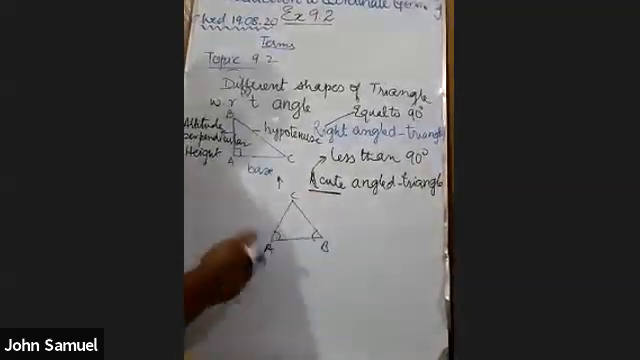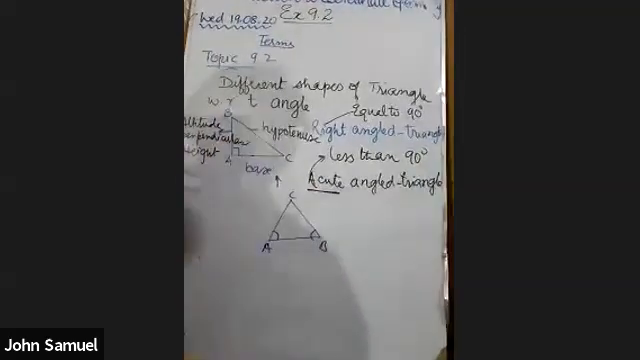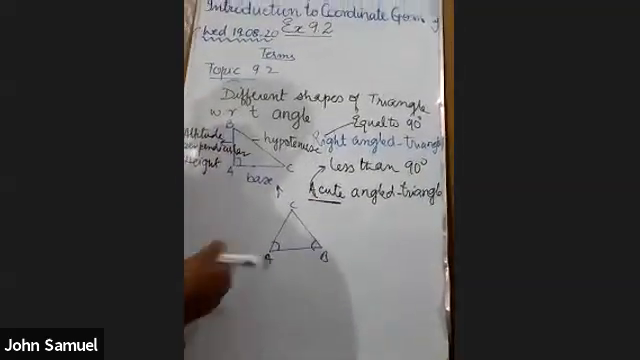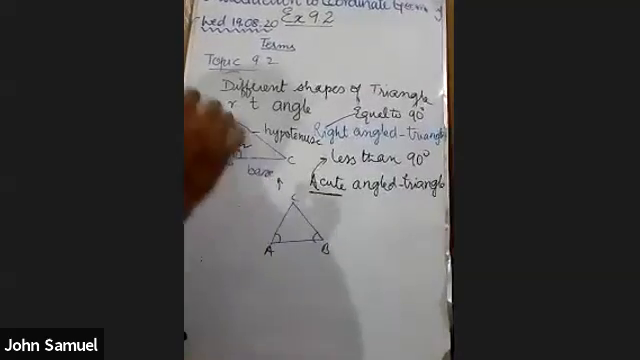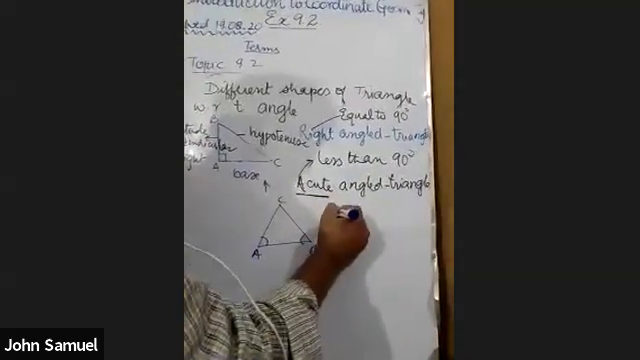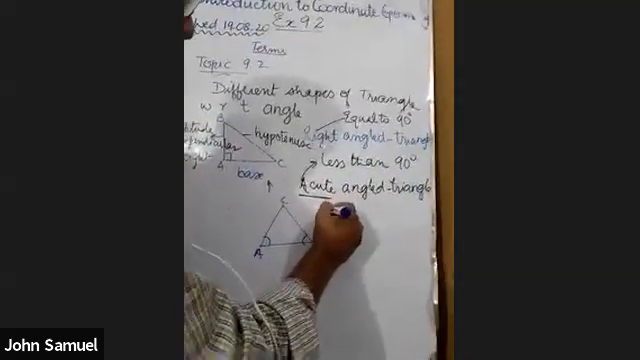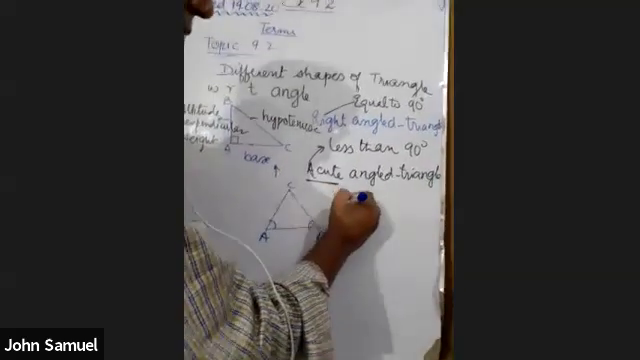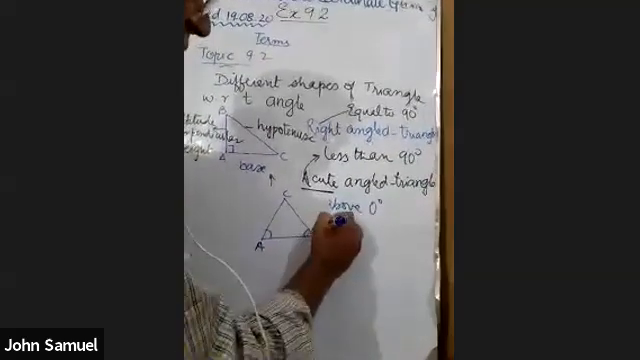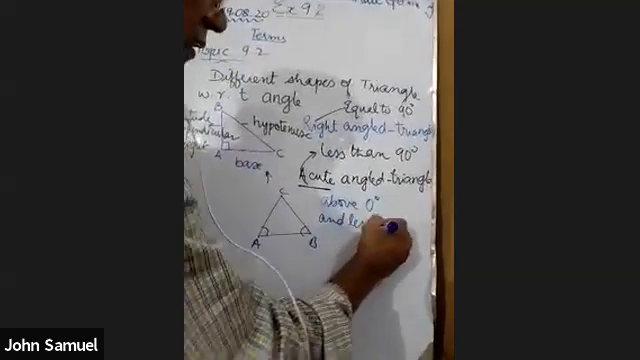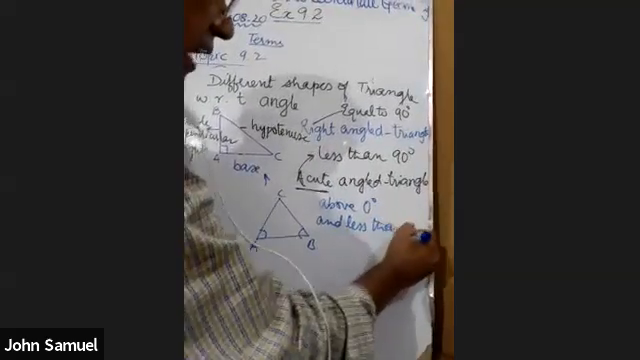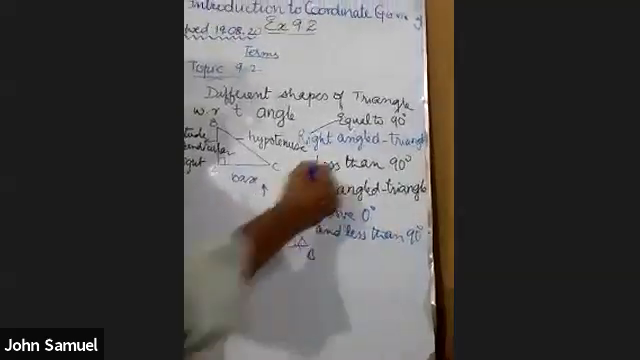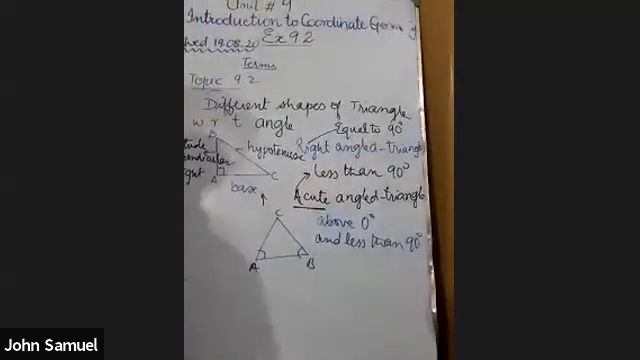It could be 60, it could be 70, it could be 80, and in between as well, like 61, 62. But remember, less than 90 degrees and above 0 degrees. If the angles are like this, we can say acute angle triangle.